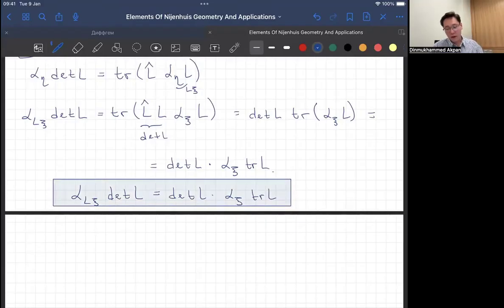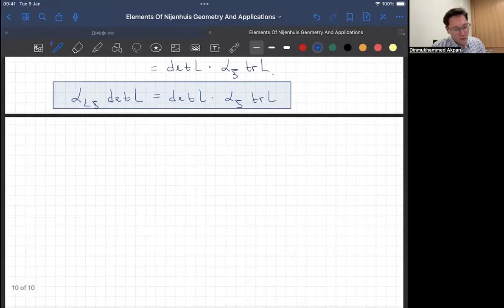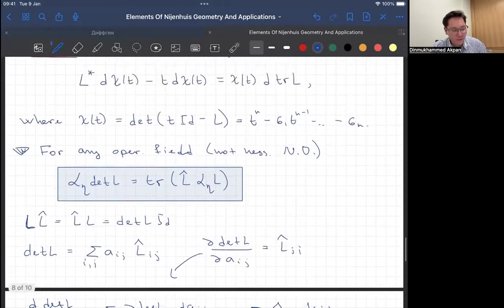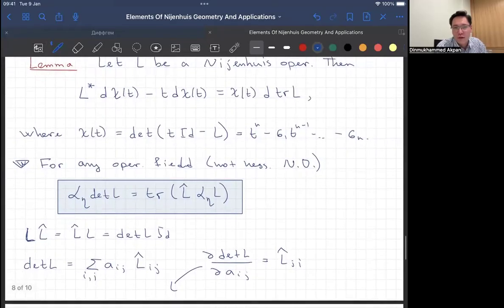It was the second step. Now, for the third step, we should understand that this formula is equivalent to the next: the dual operator L star applied to the differential of the determinant of L is the determinant of L multiplied by the differential of the trace. So probably I should ask: is everything clear, or should I stop somewhere and explain more?